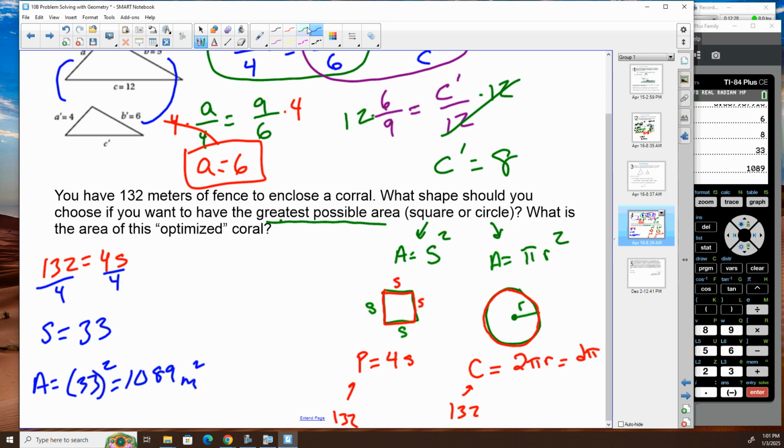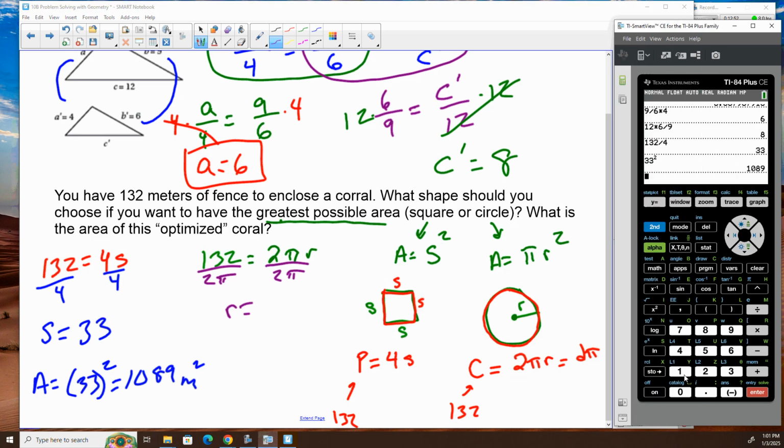Okay, now dealing with the circle, I'll have the circumference of 132 equals, I'm just going to do it in terms of the 2 pi r instead of diameter times pi. So I'll go 2 pi r. Then to solve for r, I divide by my 2 pi. So 132 divided by 2 pi, and I make sure I put my 2 pi in parentheses so I don't end up with a dividing issue. So I get 21.008.